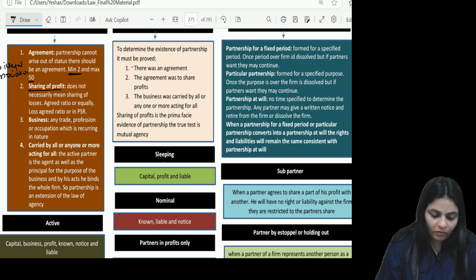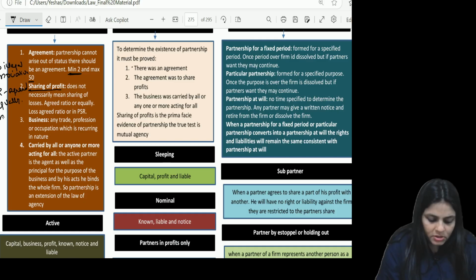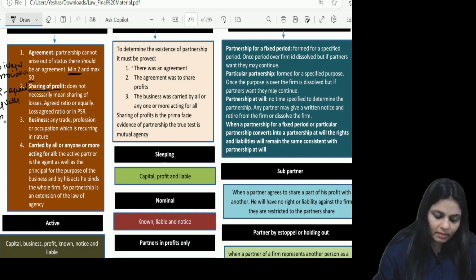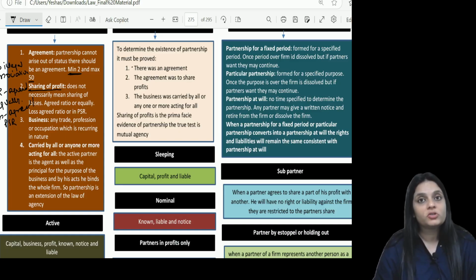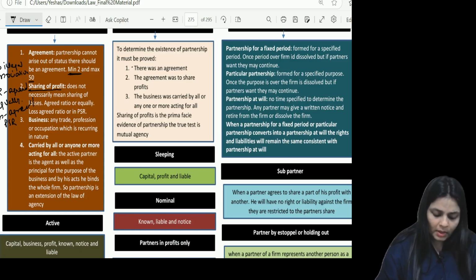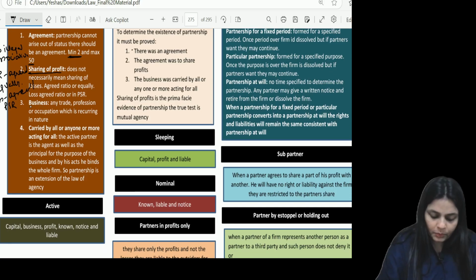When I say sharing of profits, profits are shared in the ratio agreed, and if nothing is agreed, equally. But when we talk about losses, they are shared in the agreed ratio, and if nothing is agreed, we don't say equally, it is shared in the profit sharing ratio. So if nothing is given about the loss, the same ratio as we share the profits, we also share the losses. Now, where would we get these profits from?